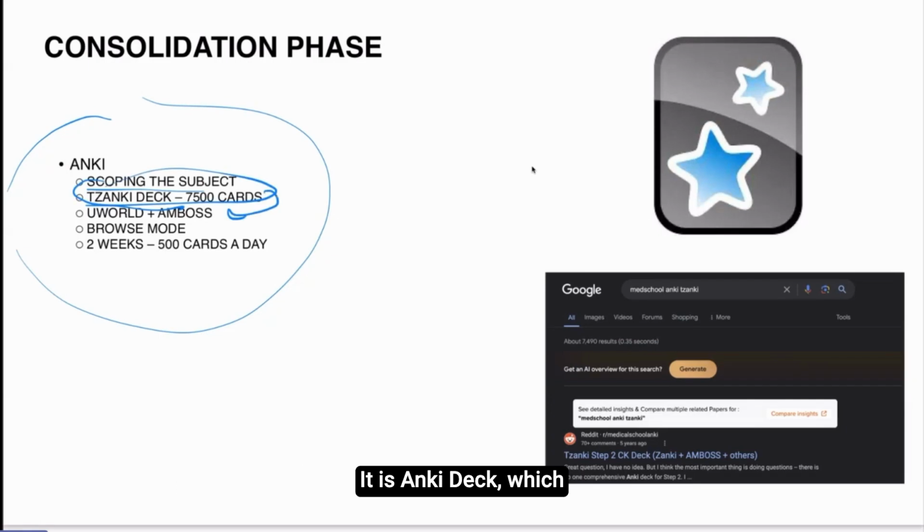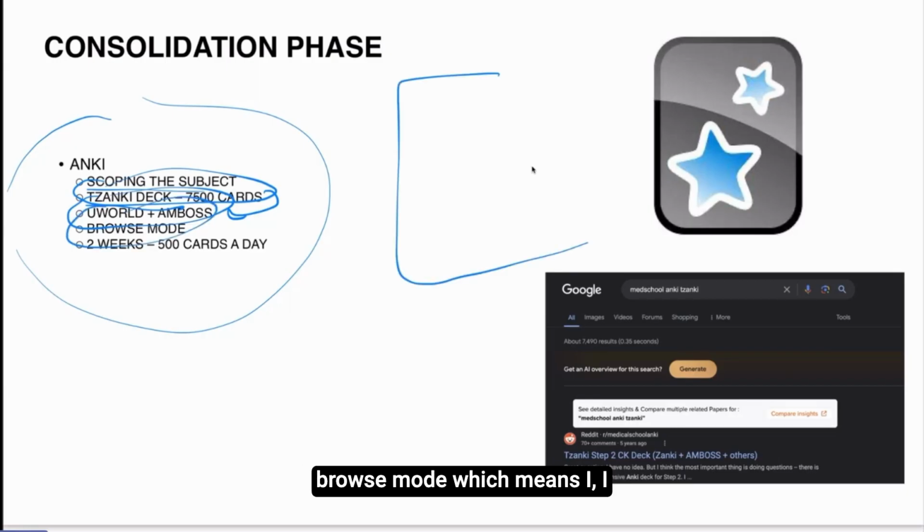It is an Anki deck, which is a pre-made Anki deck. You can just Google it and find it yourself. It is a combination of all UWorld and Amboss questions. And what I did was I opened it on browse mode, which means I didn't go through the traditional Anki algorithm where it's using spaced repetition, because that's a waste of time for me. What I did was use that browse mode to go through each card once, not multiple times. And it took me like 100 cards a day. And 500 cards a day, that's how much I did.